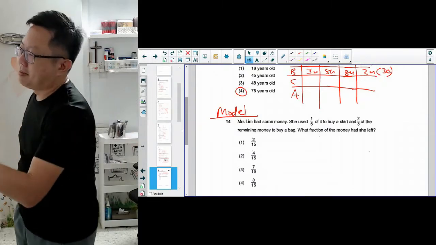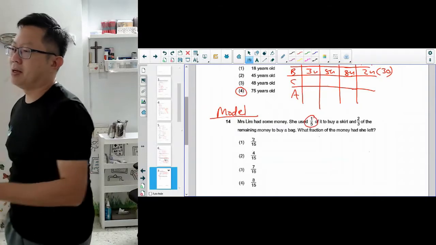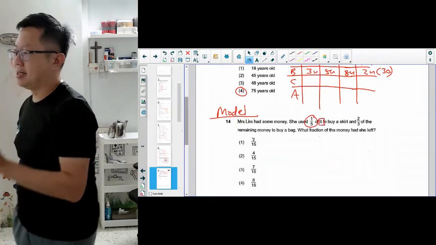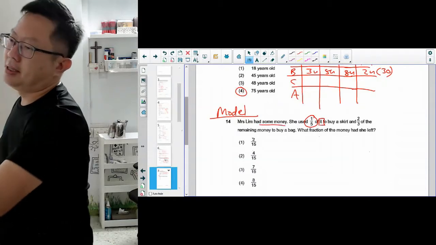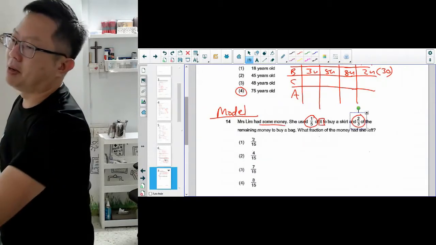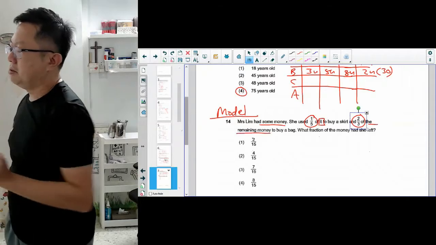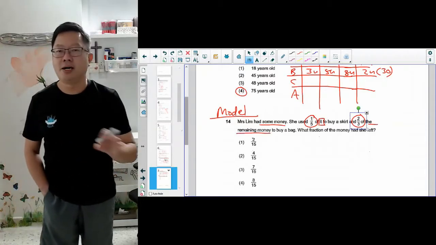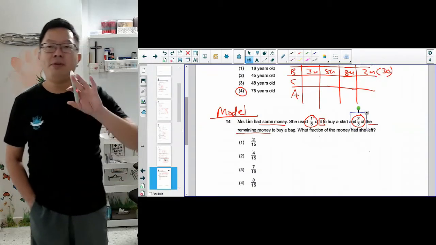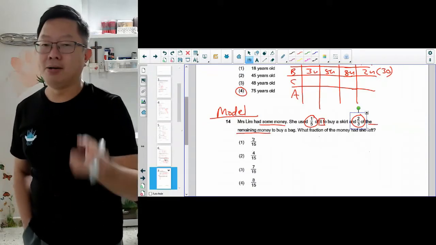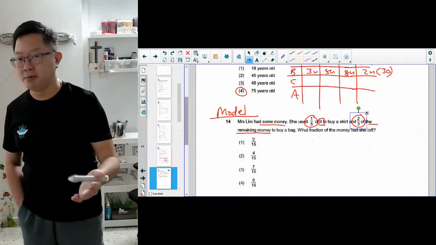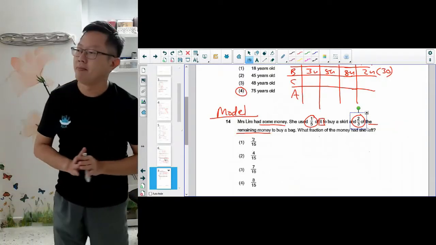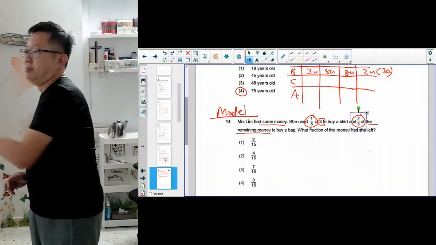So Mrs. Ting has some money. She used 1/5. So what is this fraction talking about? It's talking about the money that she had. And this fraction is talking about what? It's talking about the remainder. So are the two fractions talking about the same thing? They are not talking about the same thing. So you can't make the denominator the same. So every time you see fraction problems, you will need to ask, are the fractions talking about the same group? If they are talking about the same group, then you make the denominator the same. But if they are not, then you don't make them the same.